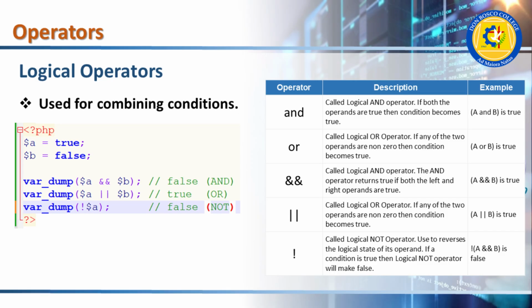The double ampersand operator is also a logical AND operator, which returns true if both the left and right operands are true. The OR operator is a logical OR operator, which returns true if at least one of the operands is true. Lastly, the NOT operator is called the logical NOT operator. It is used to reverse the logical state of its operand. If a condition is true, the logical NOT operator will make it false.